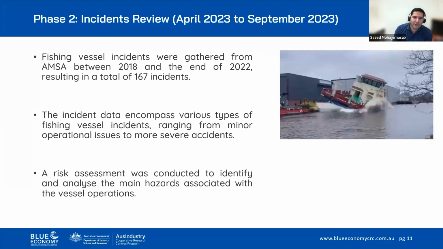With some of these incidents, we could specifically identify that they were aquaculture incidents, but for others, this distinction was not really clear. But again, given the close relationship between the aquaculture and fishing industries, we still included them in the risk assessment. The incidents included various types, ranging from minor operational issues to some more severe accidents, resulting in property damage, personal injuries, or even loss of life.